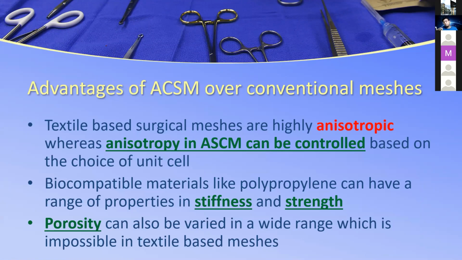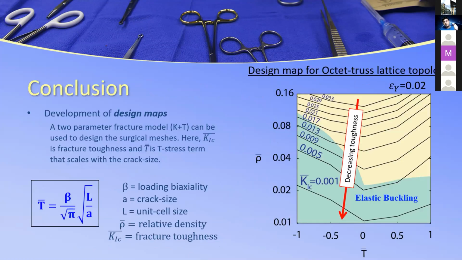So for example, if I need a very soft tissue, I can go from an octet to a hexagon and make it very soft. Porosity, you can see it's very direct. You can change the porosity as much as you want. There's definitely an inverse relationship between stiffness and porosity, but that can be fine-tuned, and that's why I had to develop some design maps. So this is a fracture-based design map.